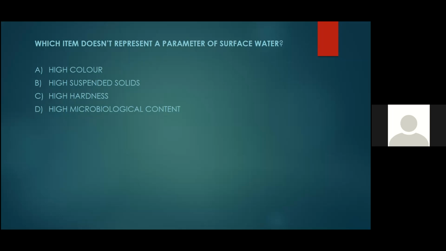Okay, so surface water. Surface water has color because it's in contact with the leaves and stuff, so that's not the answer. It has suspended solids because it's flowing over the land. It's going to pick up all that stuff. So that's not it. And because it's open to contamination from mammals, yes, it does get microbiological content.